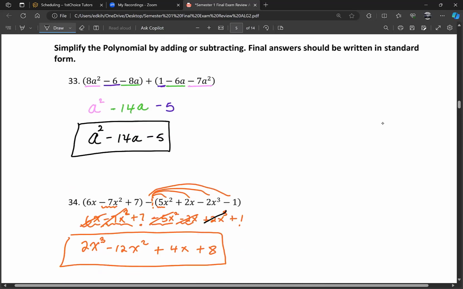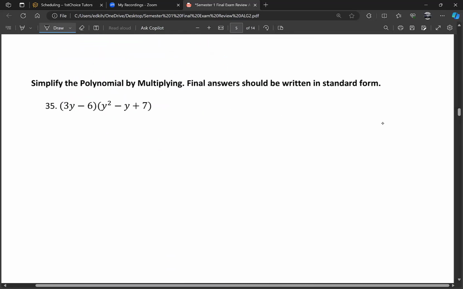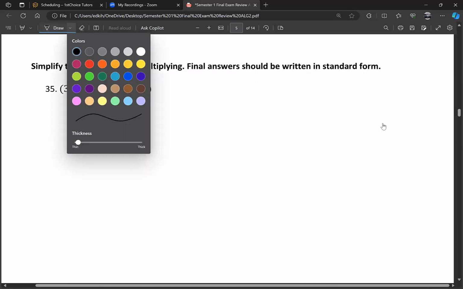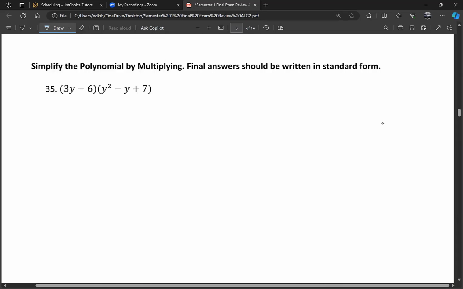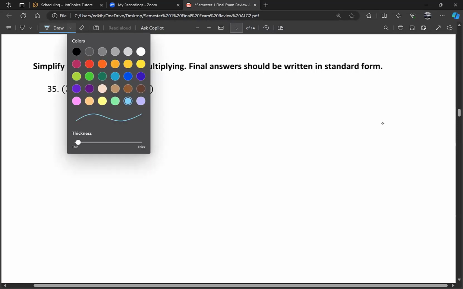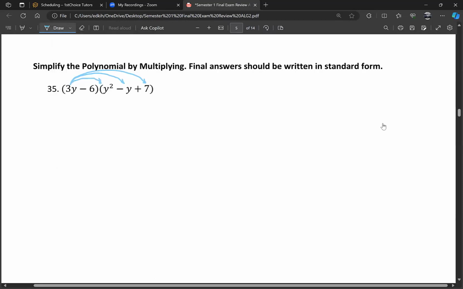Okay. Moving right along. Still simplifying polynomials. This is multiplication. And again, always write your answers out in standard form. So this is pretty much distributing again. You take the 3y, multiply each of these terms in the second parenthesis by it. Once you've done that, you're going to come back and do the other guy. This times all of these guys. All right. So let's finish this.